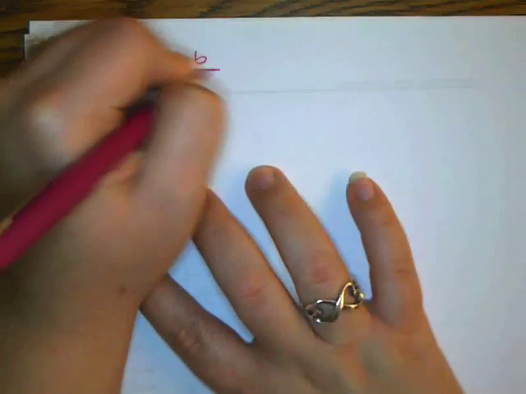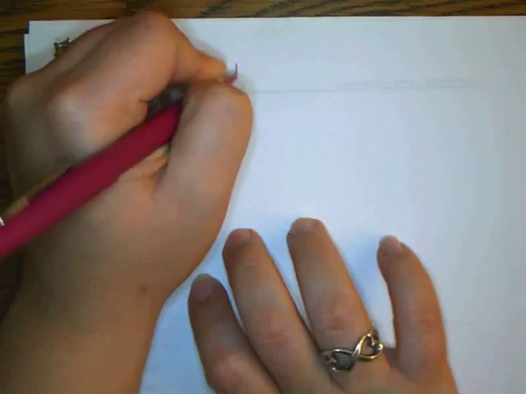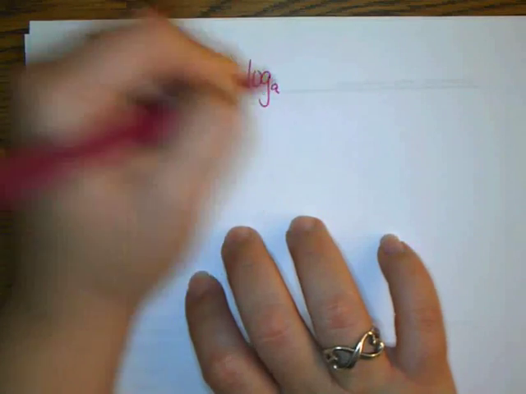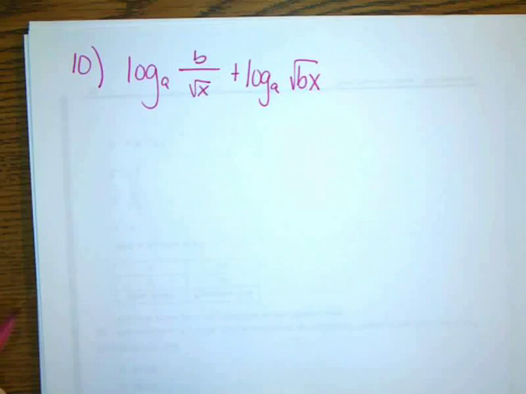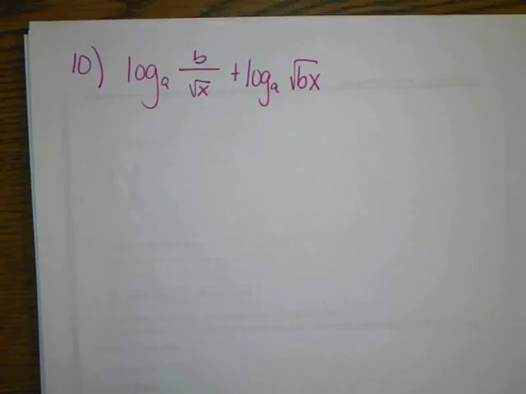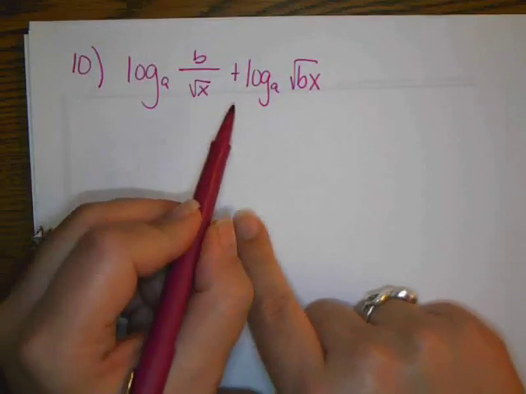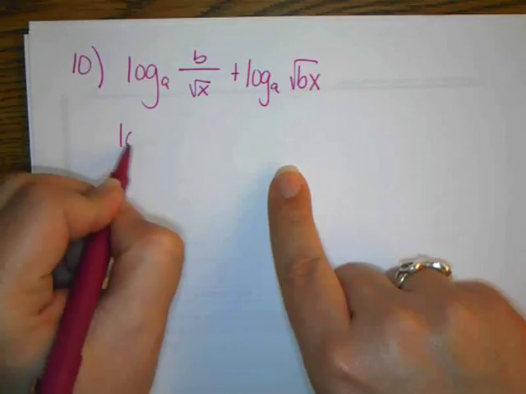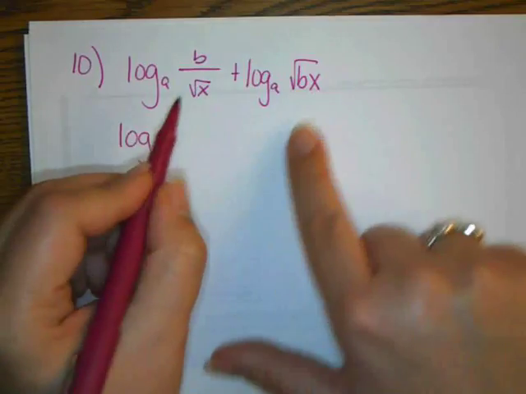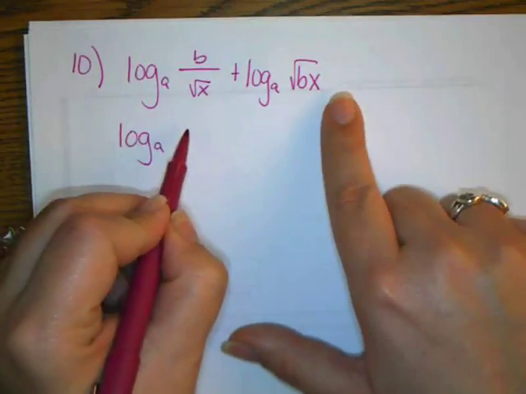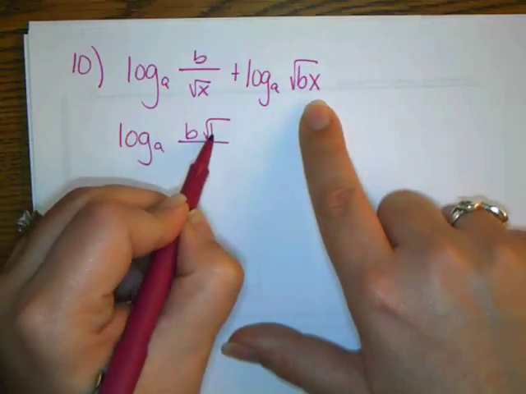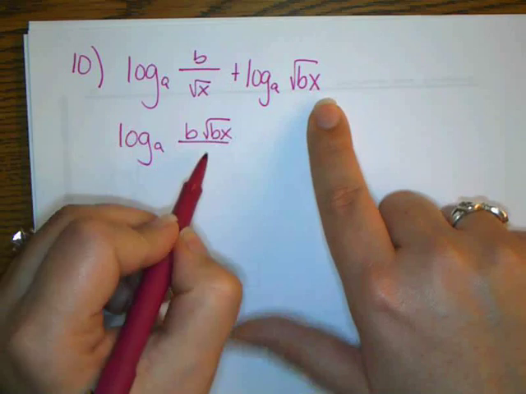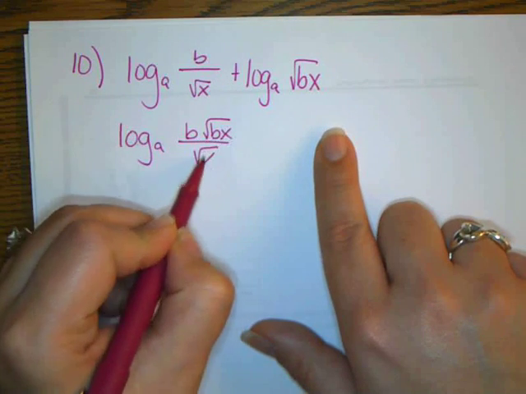Log base A of b over square root of x plus log base A of square root of bx. So what we're going to do is we know that they're adding, which turns this into multiplying. So the top has a b and square root of bx is on top. When you multiply something, it's on top. Square root of x is on bottom.